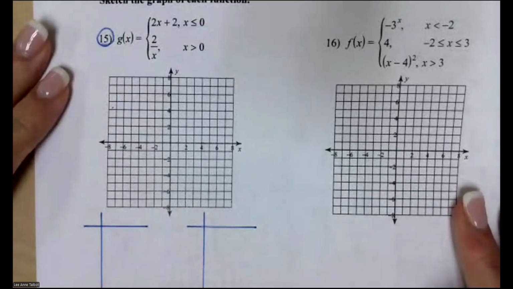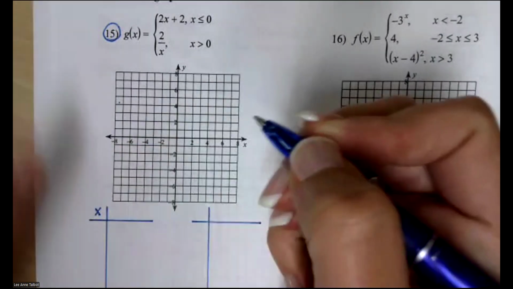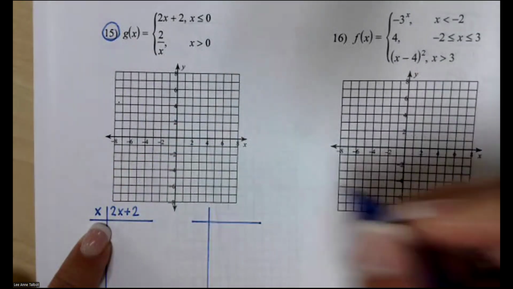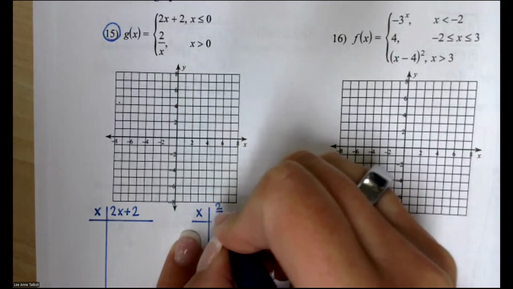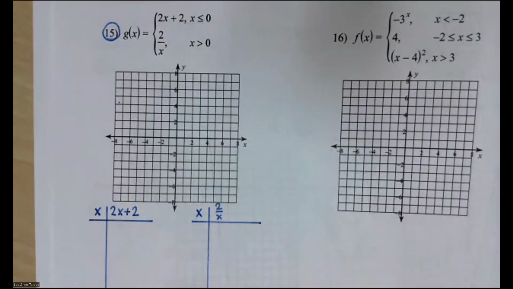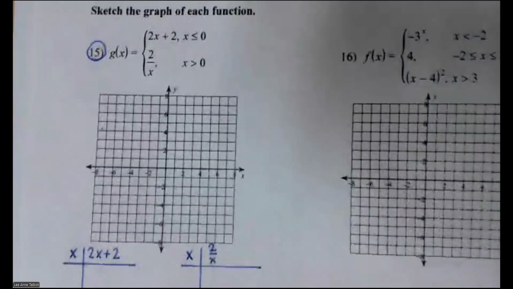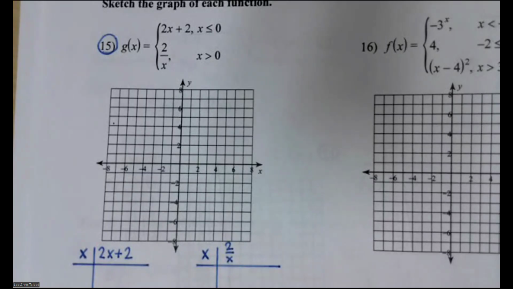We're going to do these problems all with tables. Label the first table 2x plus 2. That's the first piece. And then 2 over x is the second piece. The zeros help us make the table. Okay, you got your tables labeled.